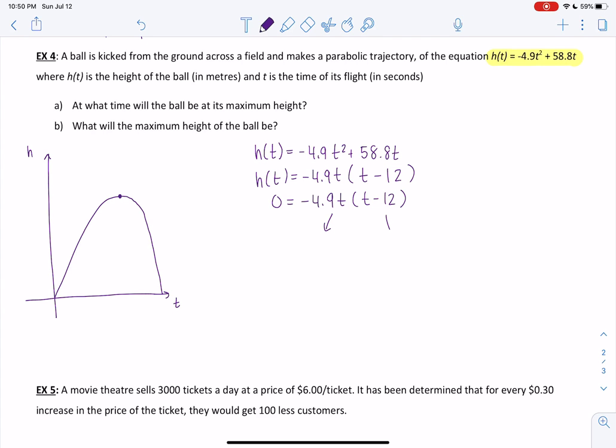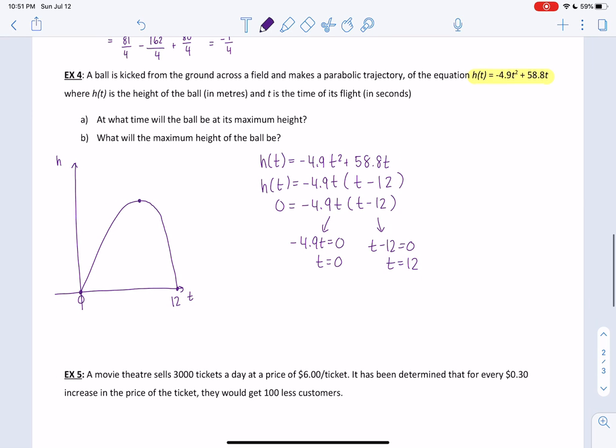And then I take my brackets and set them equal to 0. Negative 4.9 t equals 0. So we'll get that t equals 0. That's this one here, which makes sense because right when it starts, it was hit off the ground. And then I have t minus 12 equals 0, so t equals 12. So over here at 12 is when it hits the ground.